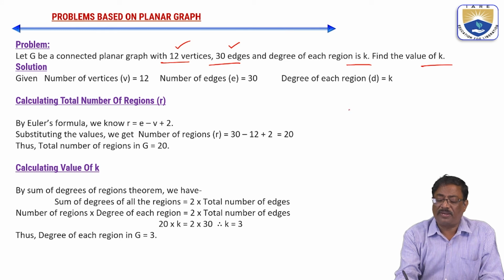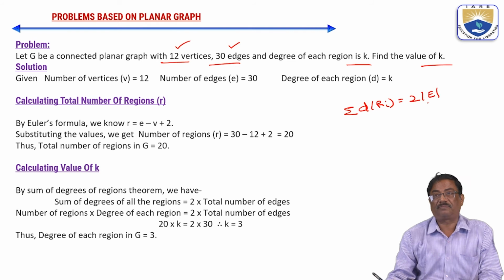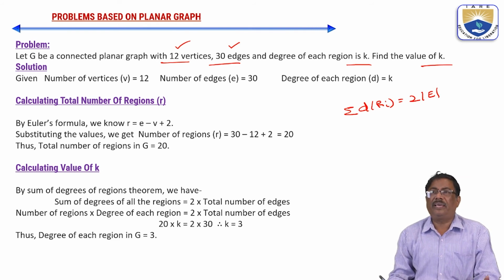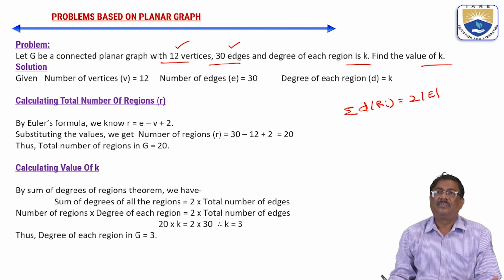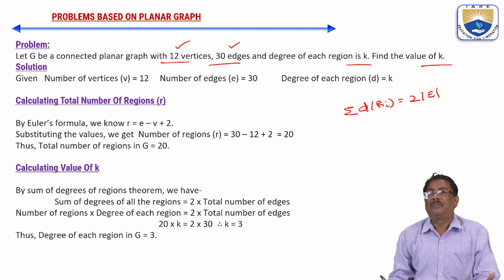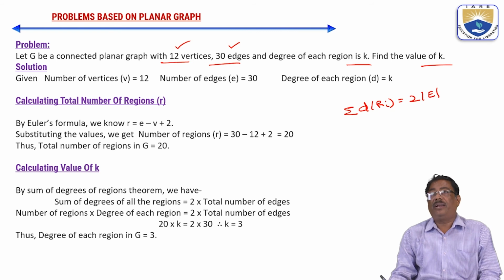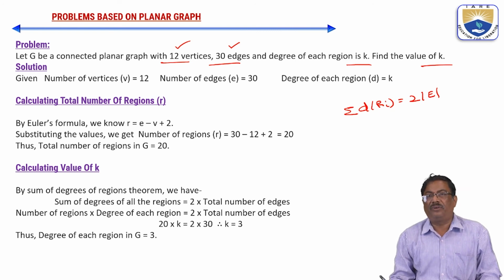What is the sum of the degrees of all regions? The sum of the degrees of all regions must be 2 into the number of edges. The degree of each region is k. There are 12 vertices and 30 edges. Then the degree of each region is k. Find the value of k.